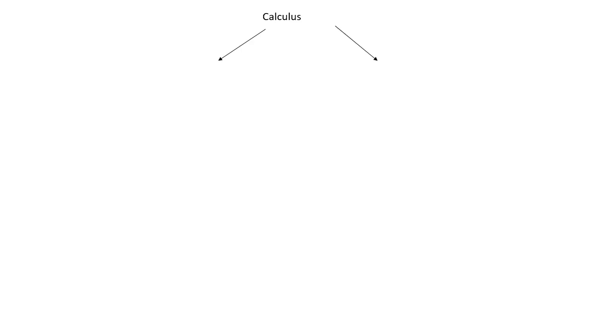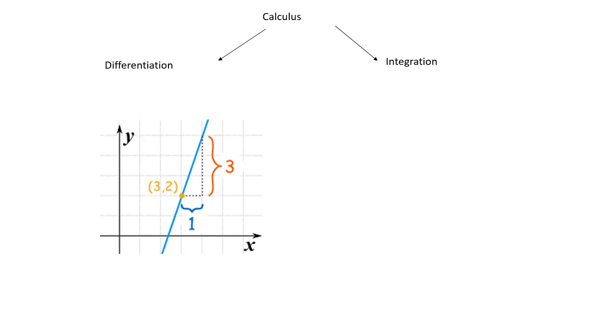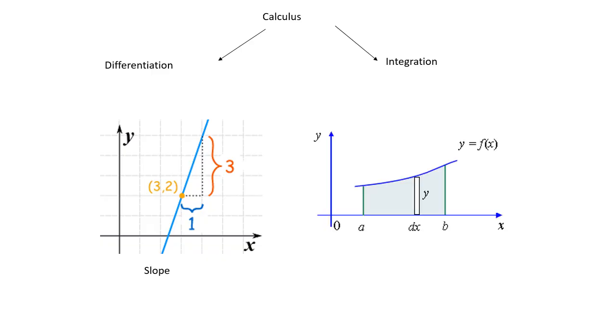So in calculus, there are two things: one is differentiation and one is integration. Differentiation gives the slope of the curve, and integration basically represents the area under a graph.